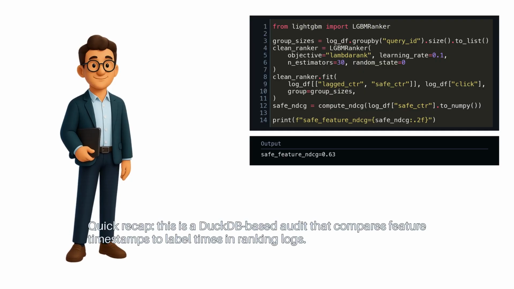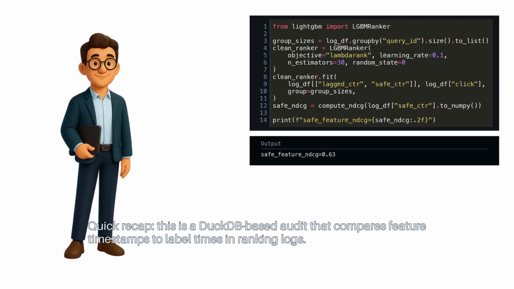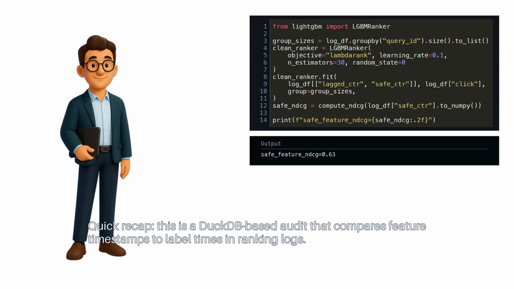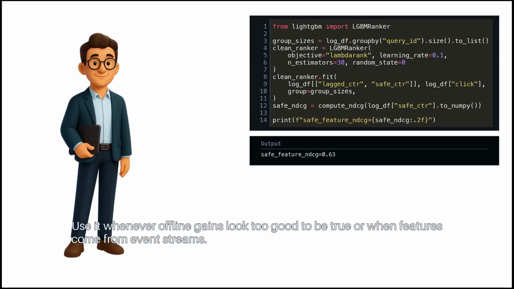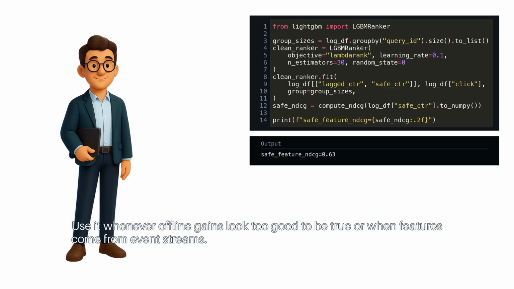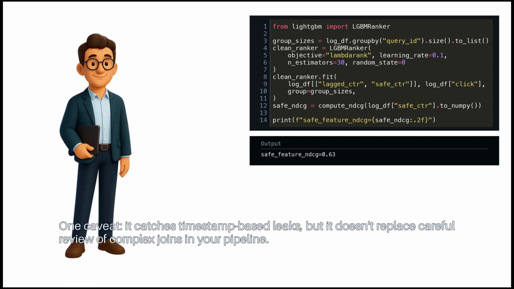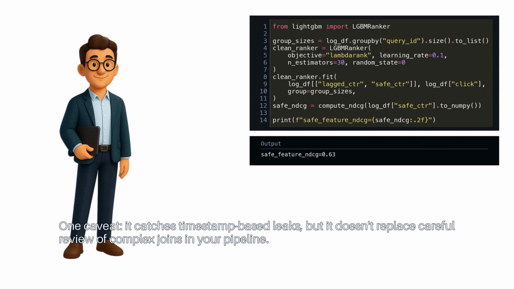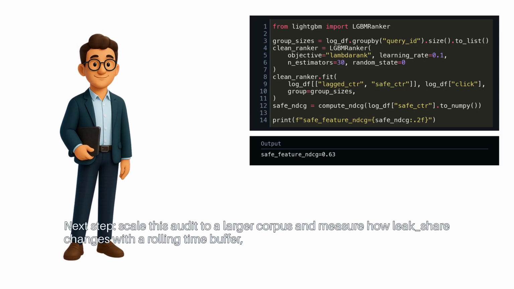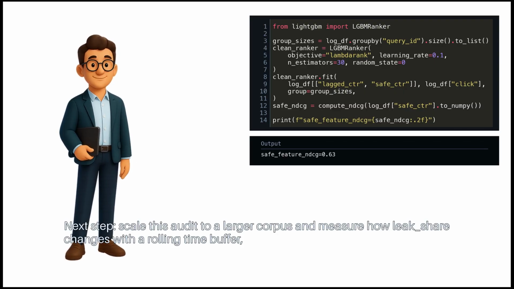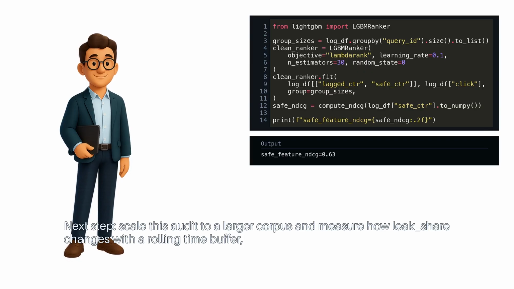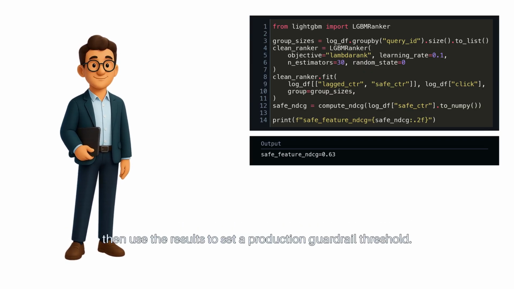Quick recap. This is a DuckDB-based audit that compares feature timestamps to label times in ranking logs. Use it whenever offline gains look too good to be true, or when features come from event streams. One caveat, it catches timestamp-based leaks, but it doesn't replace careful review of complex joins in your pipeline. Next step, scale this audit to a larger corpus and measure how leak share changes with a rolling time buffer. Then, use the results to set a production guardrail threshold.